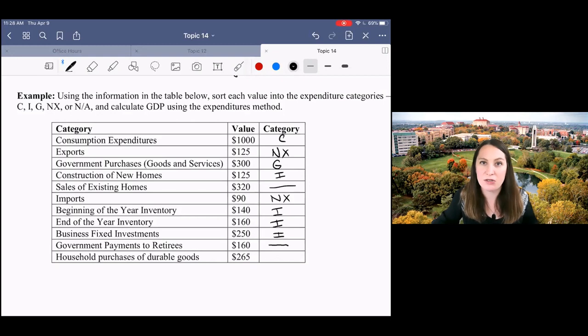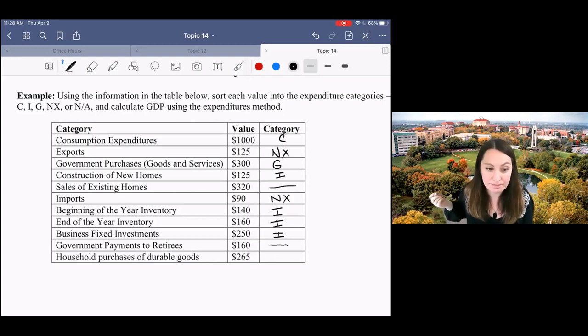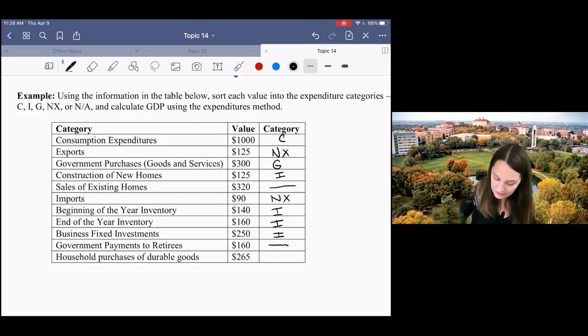So they mail a check to your grandma. That is not going to count towards GDP because nothing new has been produced. We've simply taken money that used to belong to a worker, we've given it to the government, and the government has given it to a retiree. So this does not count towards GDP. It's just a transfer of assets from one party to another. All right, and the last one, going to go in consumption expenditures.